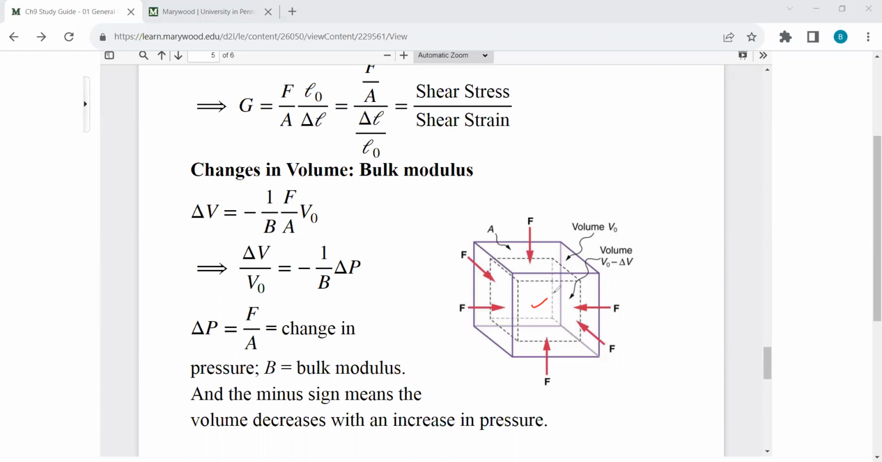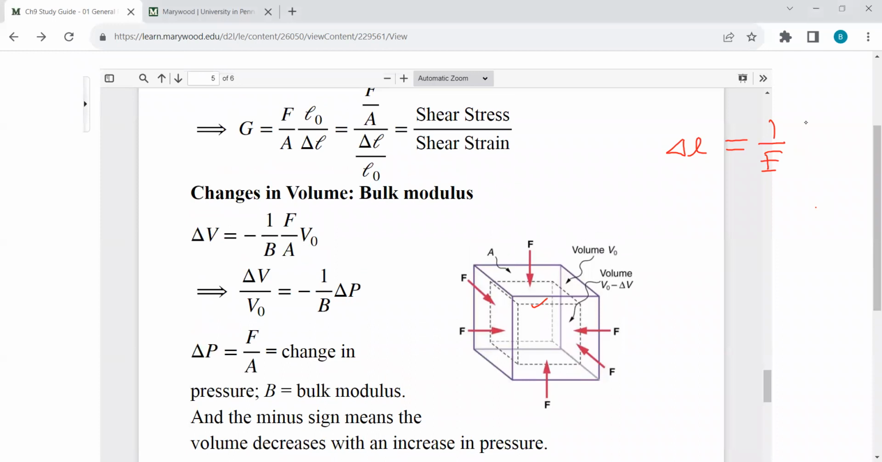In the last two situations, we saw that the length changes or the length deforms. Here the volume changes. So by looking at this, delta L equals 1 over E times F over A times the original length, we can write the equation for change in volume.